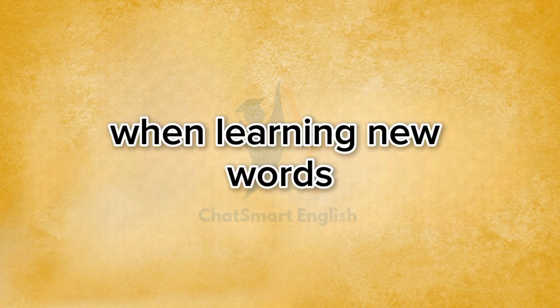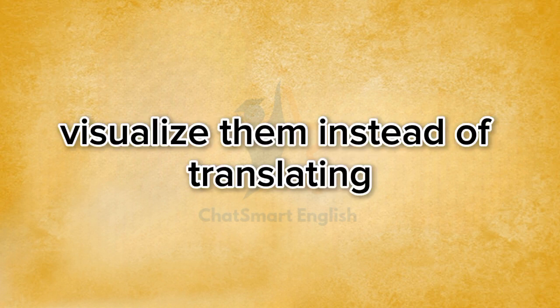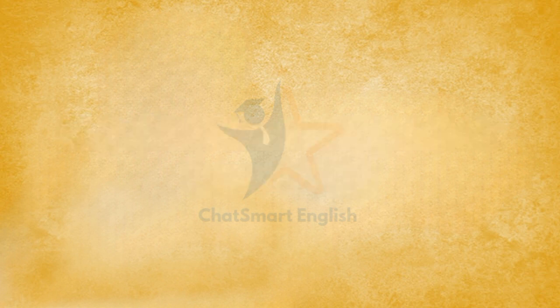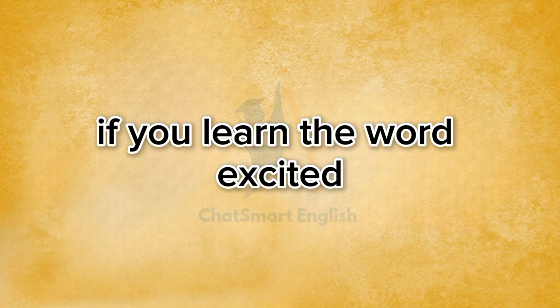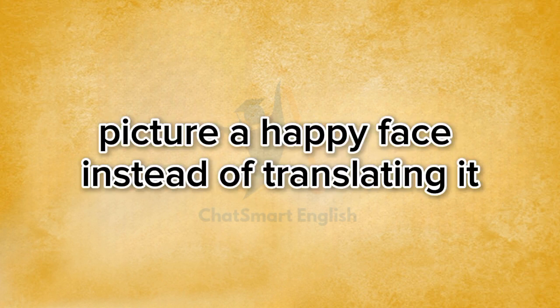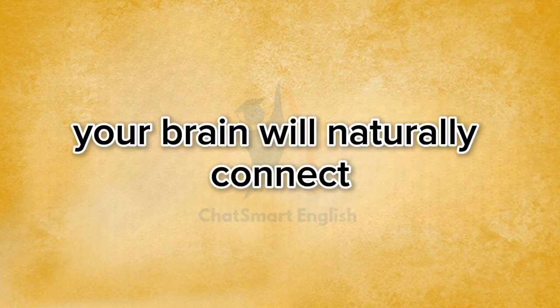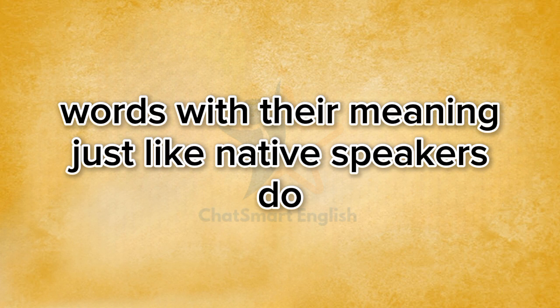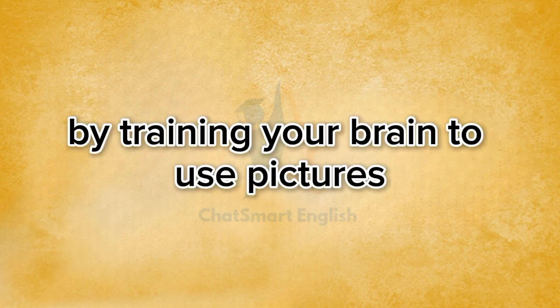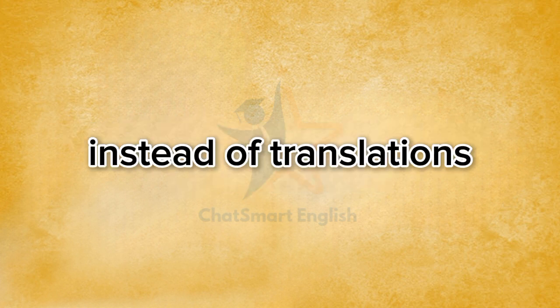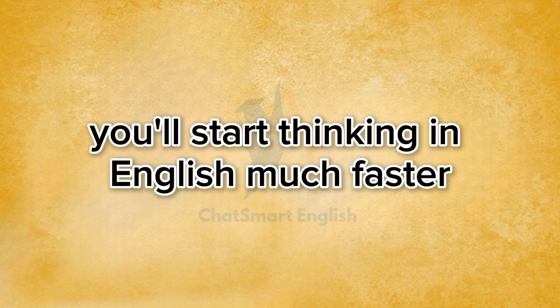When learning new words, visualize them instead of translating. If you learn the word excited, picture a happy face instead of translating it. Watch videos without subtitles and focus on the images. Your brain will naturally connect words with their meaning, just like native speakers do. By training your brain to use pictures instead of translations, you'll start thinking in English much faster.